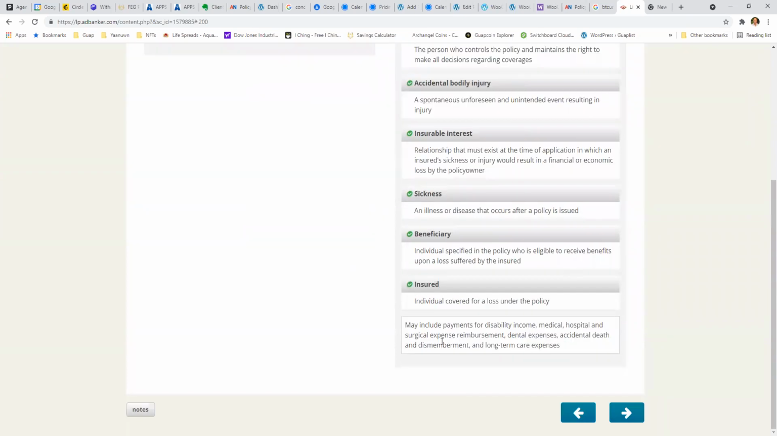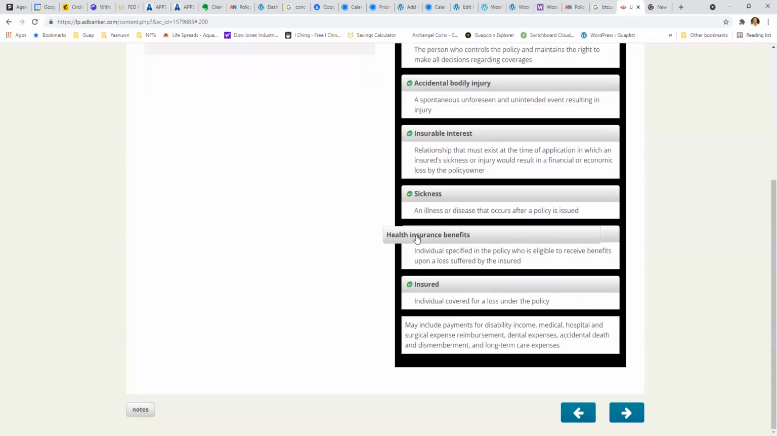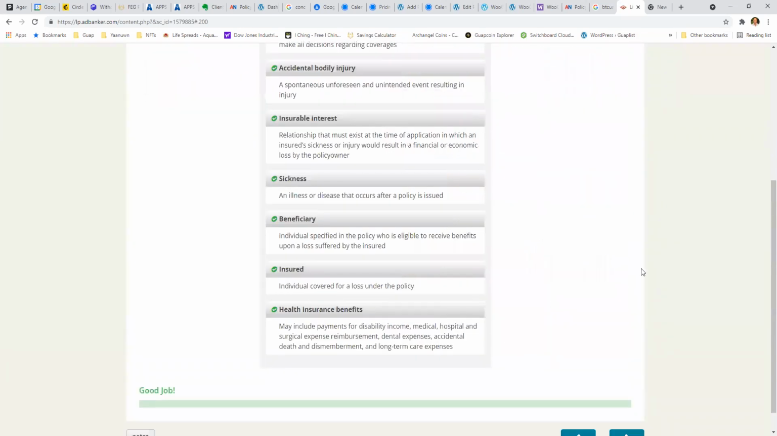Health insurance benefits may include payments for disability income, medical, hospital, and surgical expense reimbursement, dental expenses, accidental death and dismemberment, and long-term care expenses. All of those fall within health insurance benefits.